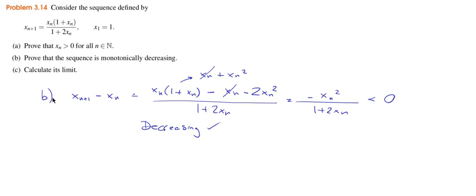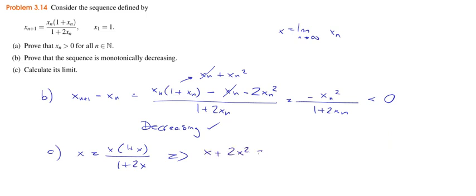And then lastly, the limit of the sequence. Again, we take limits on both sides of the equation. We call x the limit when n goes to infinity of x sub n. So this is x times (1 plus x) over (1 plus 2x), and because we know this is positive, we can multiply both sides by it. So then we have x plus 2x squared is equal to x plus x squared. x and x cancel each other out, and you have x squared is equal to 0. x is 0. That's the only possible solution.